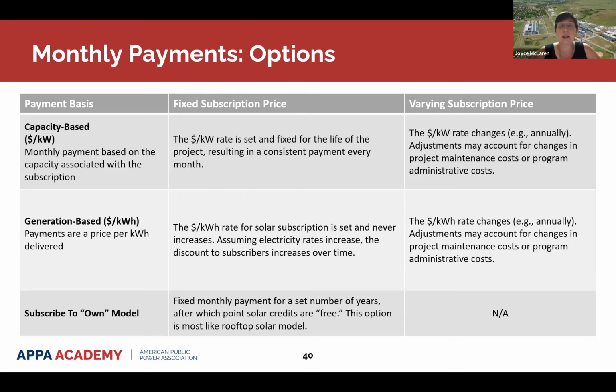So really the dollar per kilowatt rate is set and fixed for the whole life of the project. And it results in a really consistent payment for the subscribers every month. They know what they're going to pay every month. But the generation that they get out of their kilowatt that they've subscribed to changes. And so you just have to convey that to the subscriber.